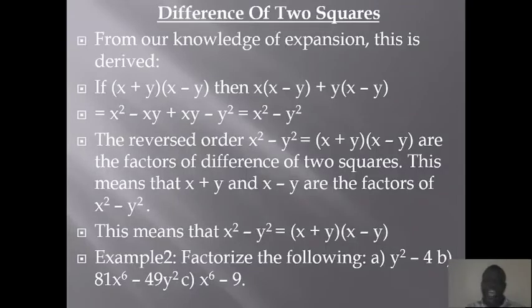So this, open bracket x plus y close bracket, open bracket x minus y close bracket, is the factor of x squared minus what? y squared. So anytime you are given something like this to factorize, then you put it this way: open bracket x plus y, close bracket, open bracket x minus y. I hope it is clear. So let's look at this example. Example 2. Factorize the following: y squared minus 4, b, 81x raised to the power of 6 minus 49y squared.